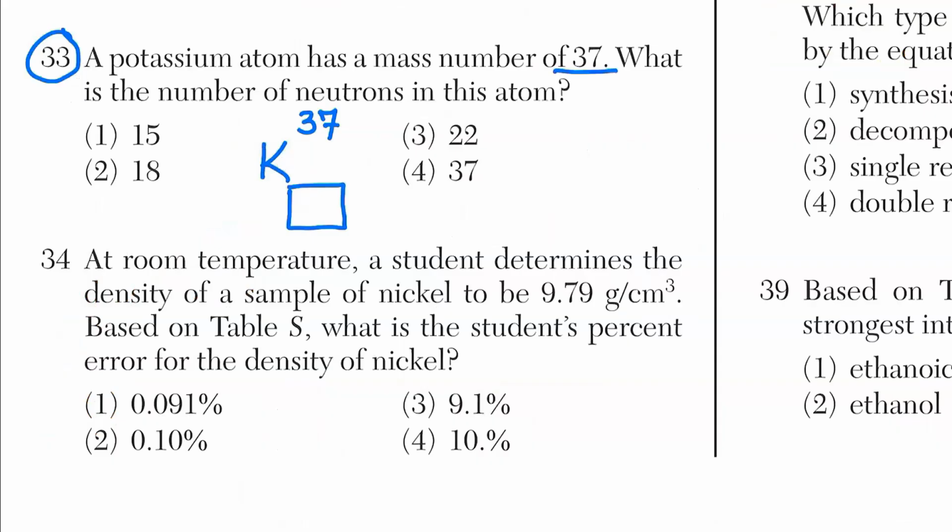So here we are, and it's atomic number 19. And as we said before, do your subtraction, and you're going to get 18, and that's why choice 2 is the answer. They were very nice because I would think they would have given 20 as a choice here, but they didn't, so it becomes a really easy problem. All right, so on to number 34.